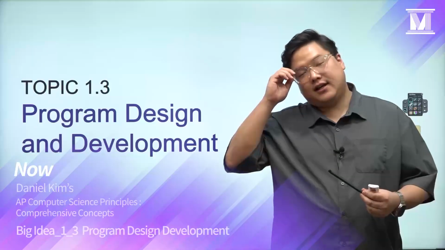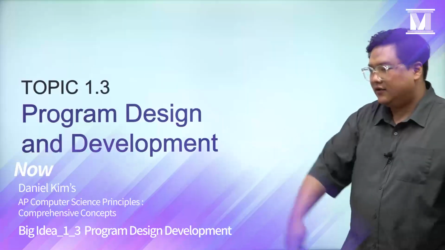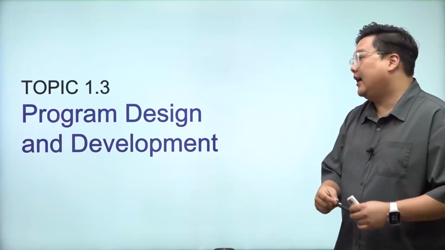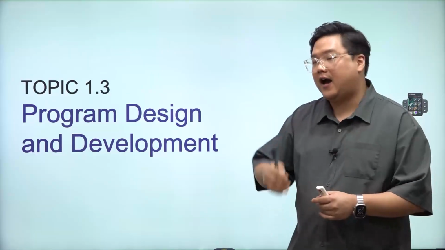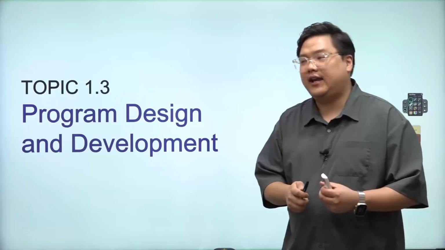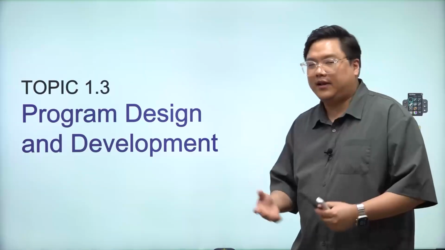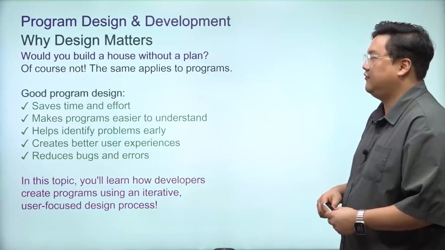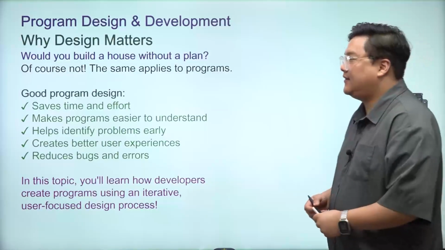Okay, everyone, now let's look at program design and development. Before, we looked at the process: the input, the processing, and the output. Now let's look at some of the general common forms of how we design and develop our programs. It's going to be pretty straightforward. It's going to make sense. There's nothing really complex about it. If you look at the process, it will make sense. So let's take a look. Why does design matter?